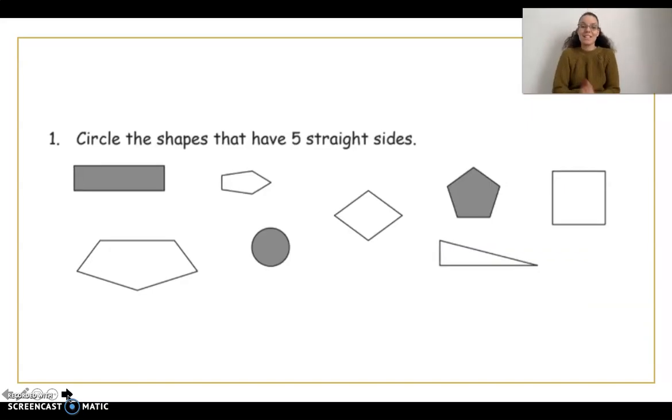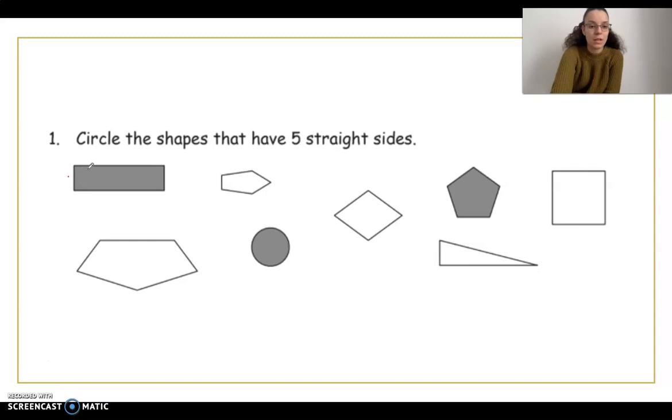Awesome. So now let's get started. For some of these problems, you can just follow along and circle with your finger on the screen that you're watching on. But for some of them, you're going to need a paper and pencil. So make sure you go grab that right now for when we need it. Number 1, circle the shapes that have 5 straight sides. Well, to do this, we're going to have to count the sides. So let me start.